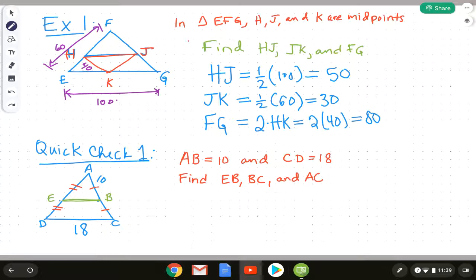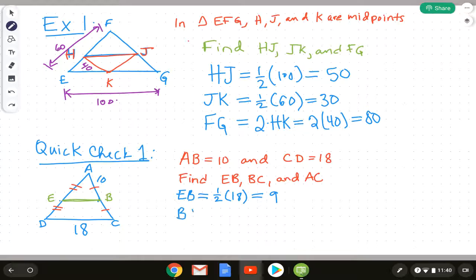So EB is the midsegment itself that we have drawn in. It's going to be equal to 1/2 of CD, or 1/2 of 18, because that's the side that is across or opposite it, the one it's parallel to. So the length of EB will be 9.